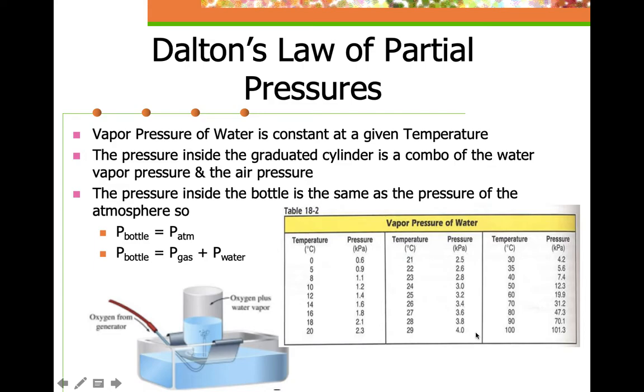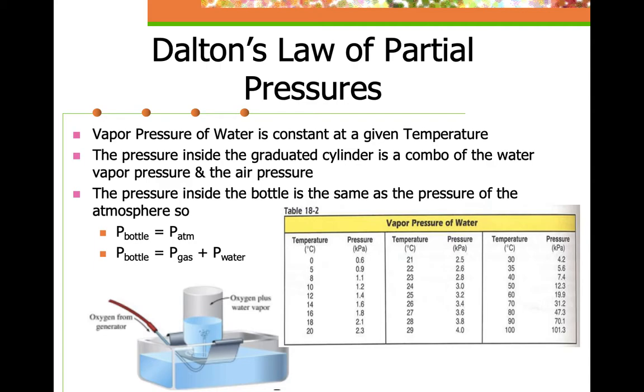Sometimes they come in kilopascals or atmospheres, whatever you need. But we know a lot about water. So we know the pressure of water vapor at a certain temperature, and we use that to solve for the unknown gas in a system. We also know that the pressure inside of, say, the graduated cylinder or whatever you're collecting this gas in is a combination of water vapor pressure and the pressure of the dry gas you're trying to pump in there, the unknown gas.